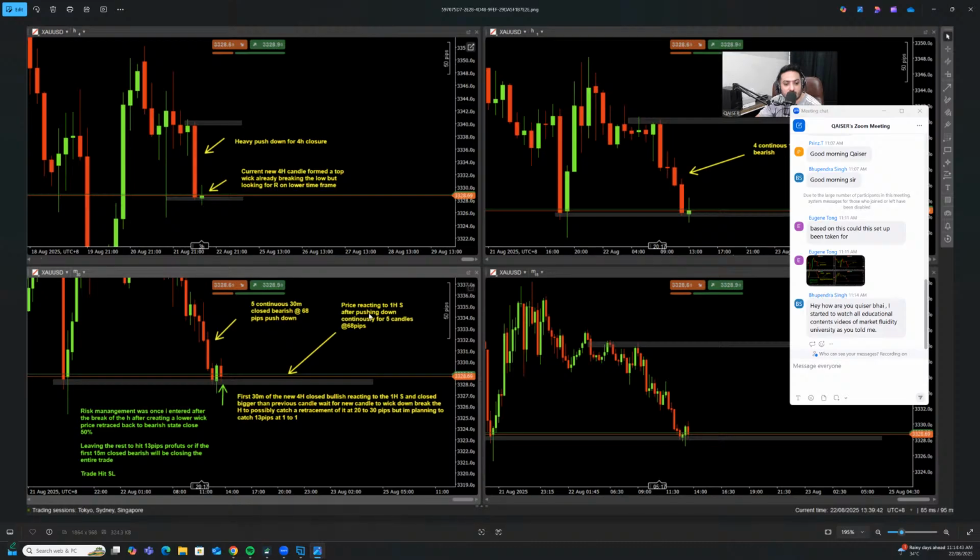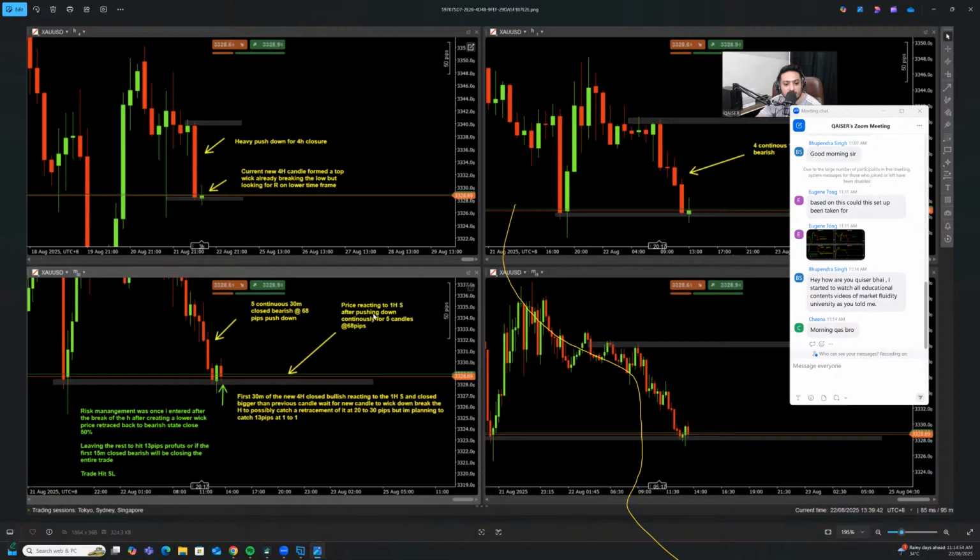Price is reacting to the 1-hour after pushing down continuously for 5 candles again. The first 30-minute candle of the new 4-hour closed bullish, reacting to the 1-hour and closing bigger than the previous candle. Wait for a new candle to wick down, break the high to possibly catch a retracement of 20 to 30 pips, but I am planning to catch 13 pips at 1 to 1.